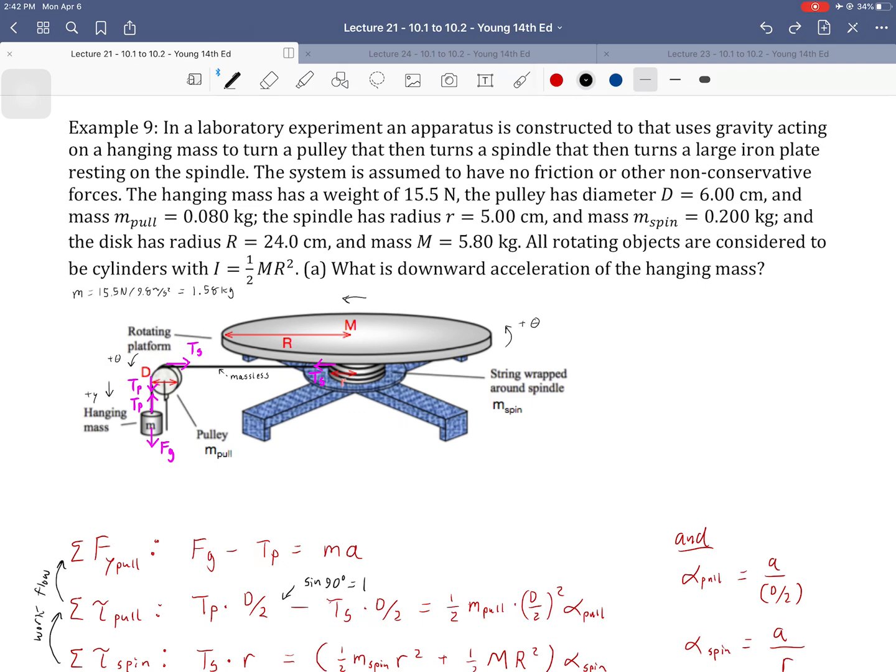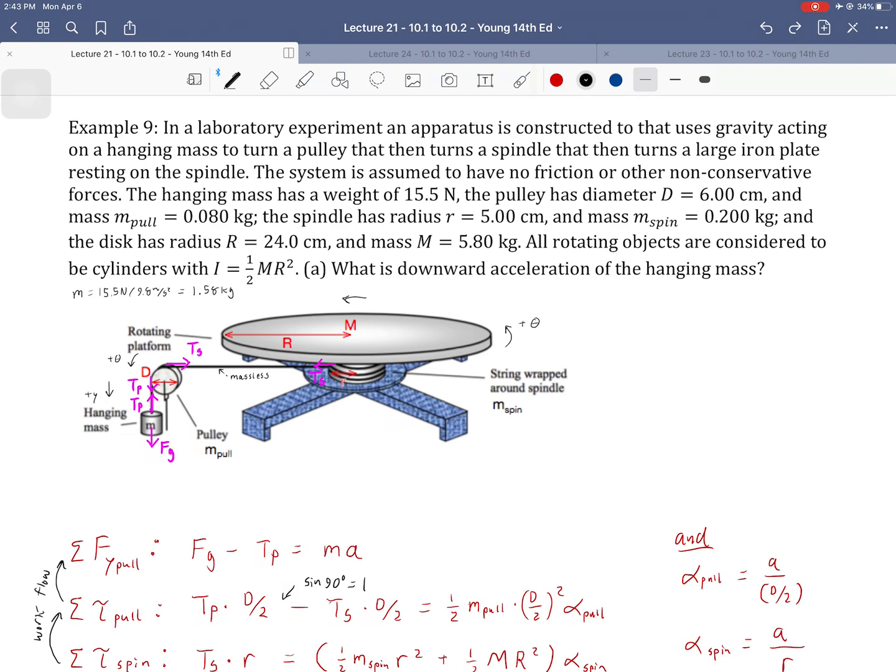But wait, there's more. The system is assumed to have no friction or other non-conservative forces. The hanging mass has a weight of 15.5 newtons. Well, we'll have to turn that newton value into a mass. The pulley has a diameter of 6 centimeters. The mass of the pulley, m sub pull, is 80 grams or 0.08 kilograms.